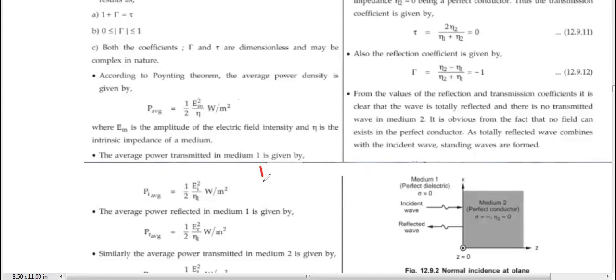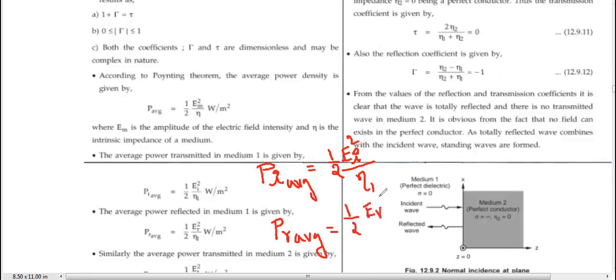So I am taking the PI average power in the incidence. Incidence means 1 by 2, the E becomes EI square, and eta in medium 1, eta 1 only. Similarly, the PR average, in the reflection in medium 1 only, is 1 by 2 ER square by eta 1 only, because both are in medium 1. And coming to PT average, it is 1 by 2 ET square, whole divided by eta 2, since here it is in medium 2.